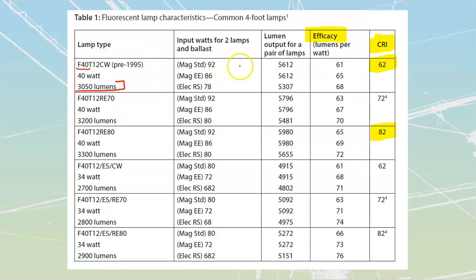Then if I were to use a standard magnetic ballast, it was 92 watts to run two of these lamps. If I was going to use an EE rating, which was a higher rated magnetic ballast, it was going to be 86 watts that I needed. And if I had an electronic, it was down to 78 watts. We have fewer losses inside of those electronic ones. And then it also showed me my lumens output. Now we see that this should be 6,100 lumens, but there are going to be losses. We're not able to actually achieve that. That was a theoretical amount.